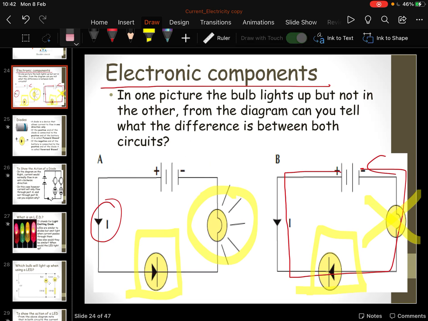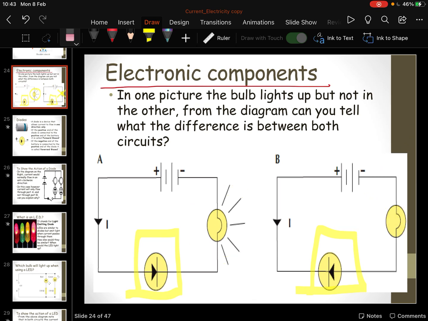So if we look at them, look at the arrows. If you look at A, the arrow is pointing in the same direction that the arrow from the current is pointing. And if you look at B, the arrow is pointing backwards against the arrow of the current. So what's happening there is that they're called forward and reversed biased. So in A, it's pointing in the correct direction, so the current will flow through, it's going with the arrow.